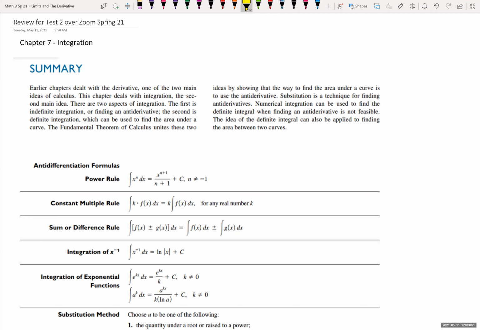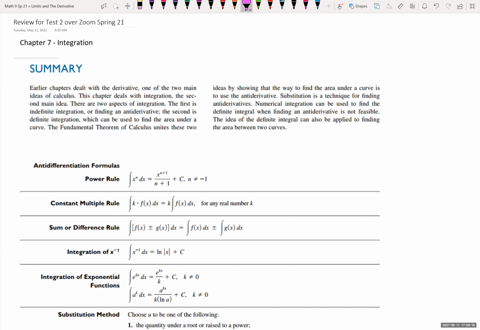So I wanted to first start with reviewing from chapter 7 and then kind of go back to sketching curves of a graph. And when we were sketching curves of a graph, that would be a great reminder on how to find where things are increasing, decreasing, concavity, max, mins, and pull everything kind of together.